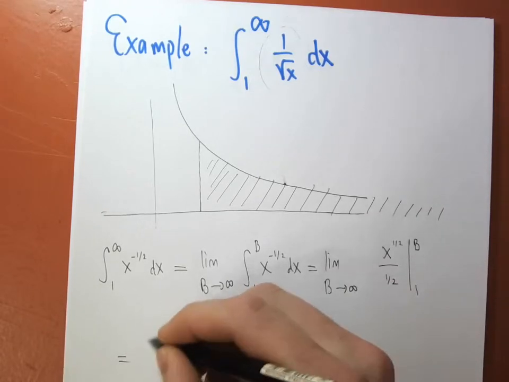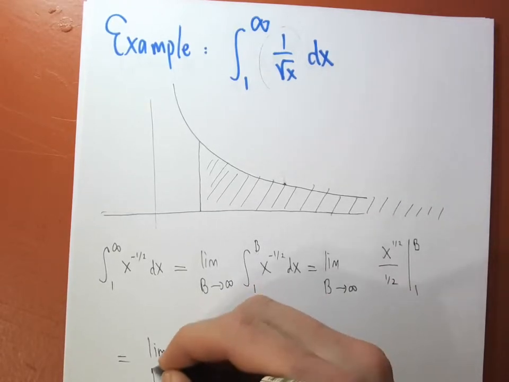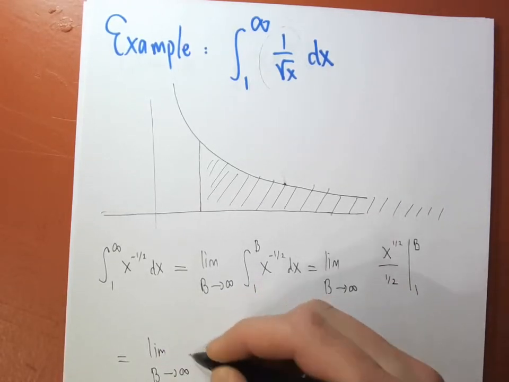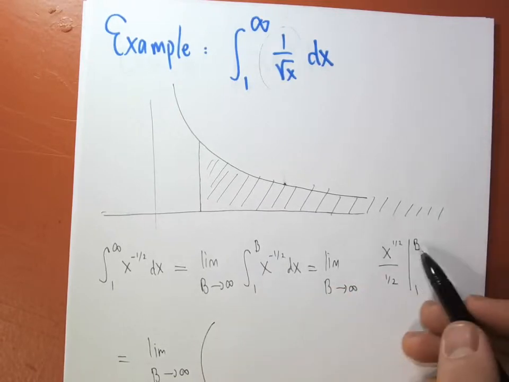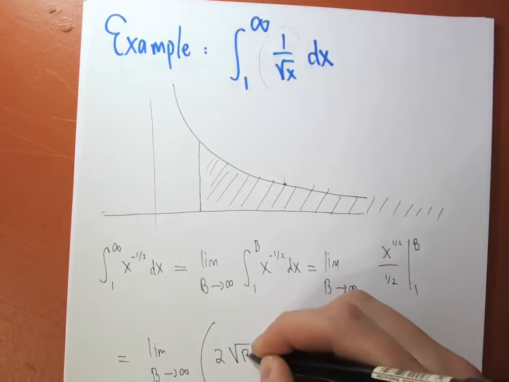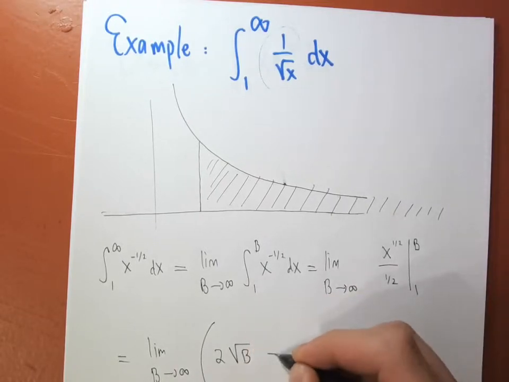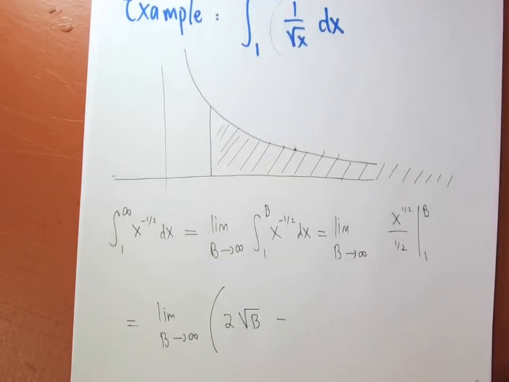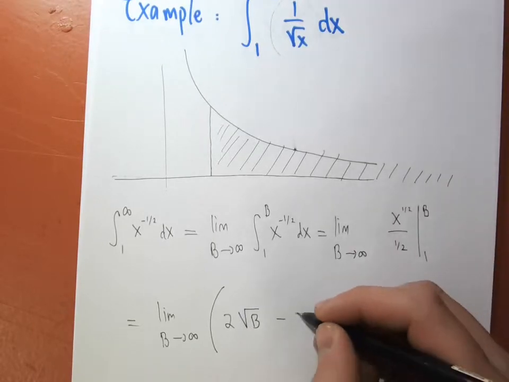Okay, so this is equal to the limit as b approaches infinity. Now when I plug in b, I'll have 2 square root b. When I plug in 1, I will just have 2.